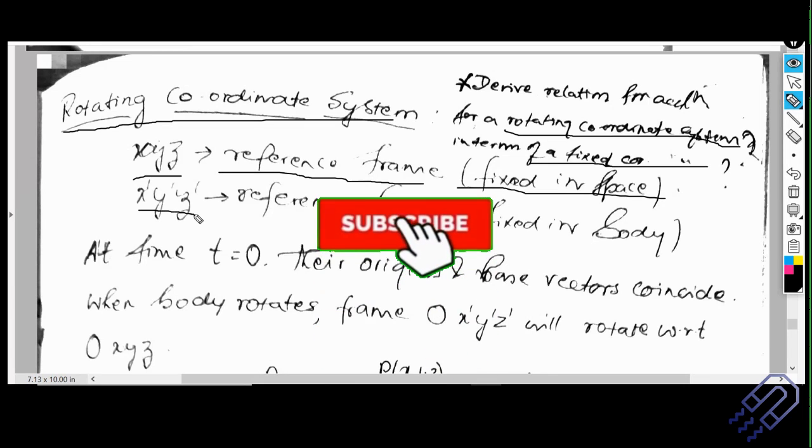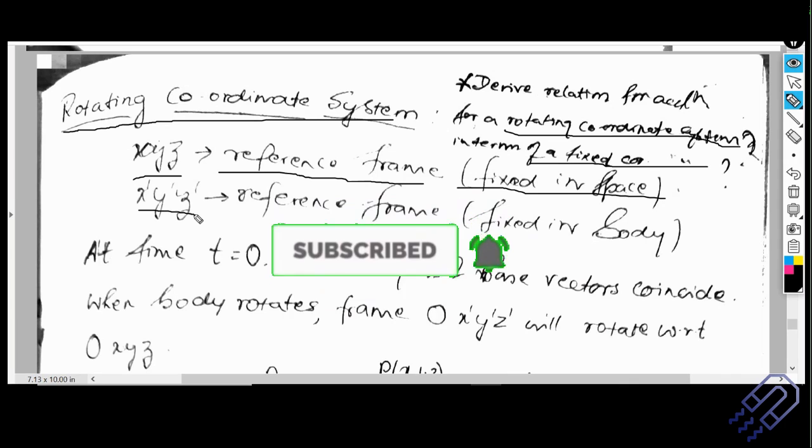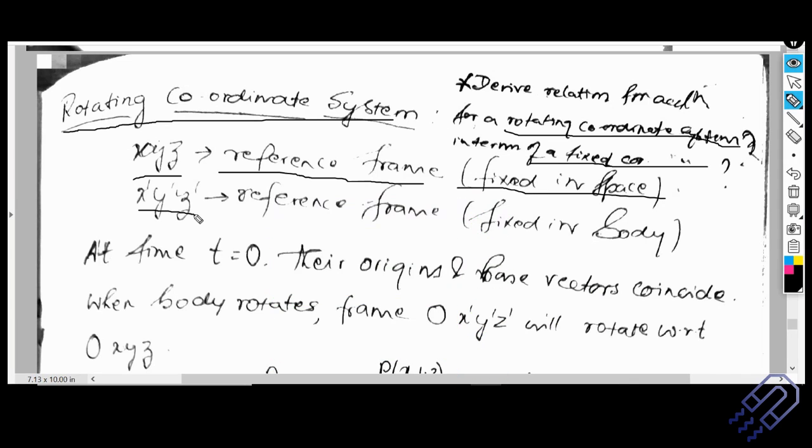We will represent them as the prime system. So one is the unprimed system and the other one is the primed system. What we have is a reference frame that is fixed in the body. At time t equal to 0, the fixed space system is fixed, but the body system is not yet moving. So their origins will coincide and the base vectors will also coincide.